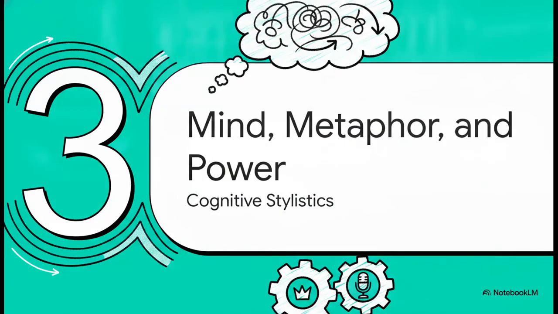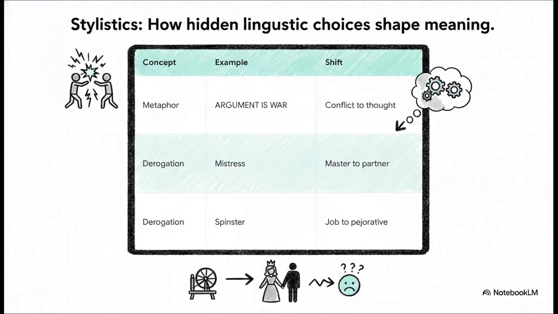Which brings us to part 3, mind, metaphor, and power. As we peel back these layers of language, we start hitting the really deep psychological and social dimensions. On the cognitive side of things, we have conceptual metaphors. Think about the phrase, "argument is war." We constantly say someone attacked my position or I defended my claims. We're literally using cognitive schema to map physical, real-world conflict directly onto abstract thought.